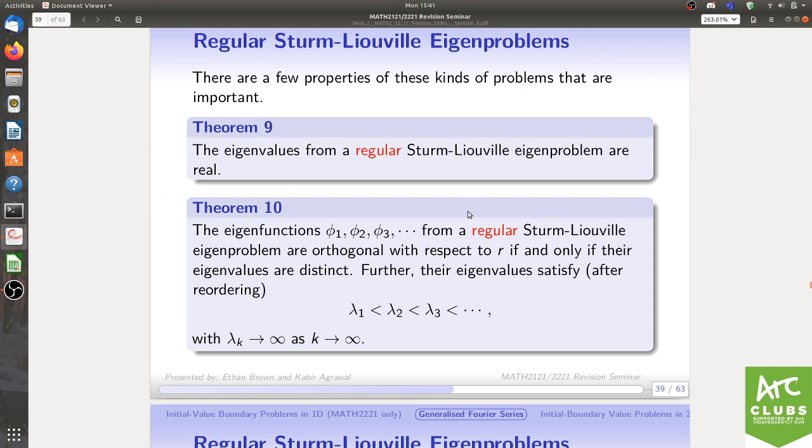So the eigenfunctions from the regular Sturm-Liouville eigenproblem are orthogonal with respect to r if and only if their eigenvalues are distinct. So again, similar to linear algebra, whenever you have eigenvectors and the notion of eigenvalues, whenever eigenvalues are distinct, the eigenvectors are going to be orthogonal to each other. And that's one of the processes behind spectral decomposition, but that's a story for linear algebra, not for DEs. But they both operate in similar wavelengths.